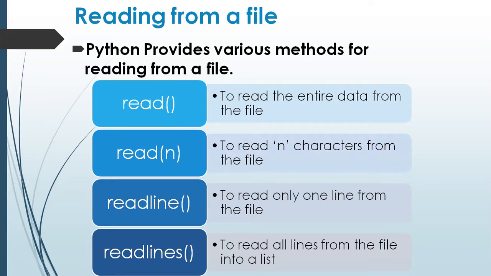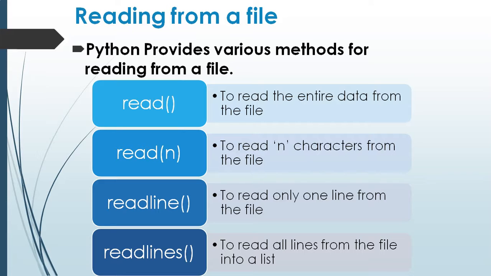First one is the read function with empty brackets. It is used to read the entire data from the file. It starts from the cursor up to the end of the file, meaning from where the cursor is currently positioned to the end of file. Second one is read with a size in the brackets.